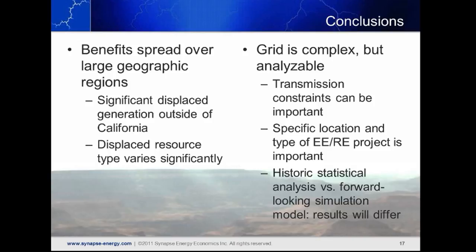There's significant displaced generation outside of California, and a significant amount of that is coming from, in this case, coal. The displaced resource type varies significantly. There's some non-intuitive results from this particular type of process. And we know that the grid is complex, but it really is analyzable. We have specific constraints on locations that really do need to be looked into. And there are a number of interesting outputs that come out of this that indicate that this requires closer looks than we might otherwise expect.